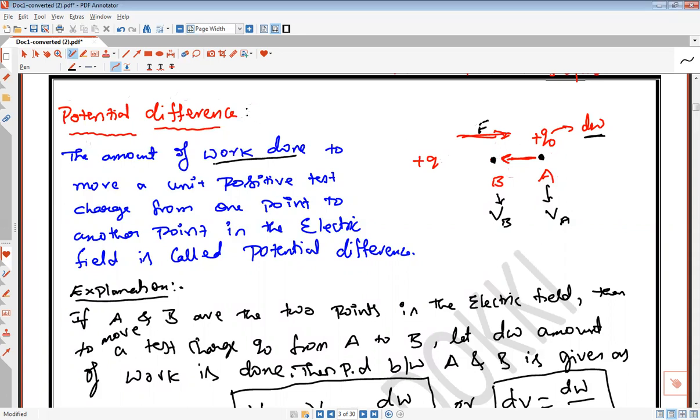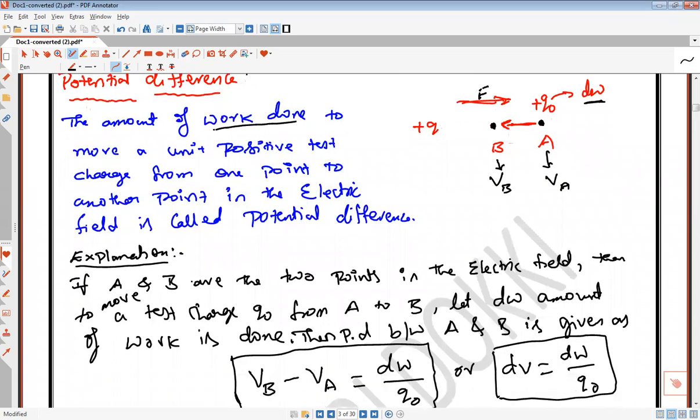called potential difference. The amount of work done to move the charge from infinity to a given point is called electric potential. Infinity to given point, electric potential. From one point to another point, potential difference. Work done to move the charge from one point to another point in the electric field is called potential difference. That is what we have explained here.